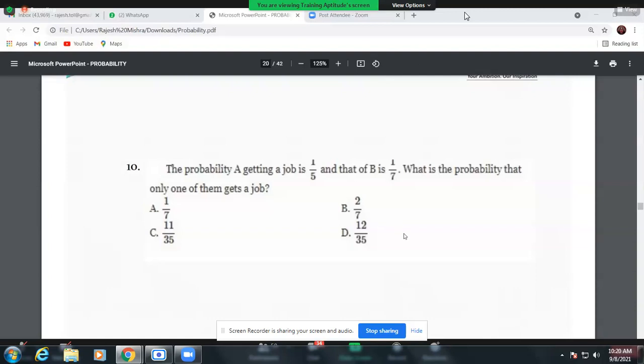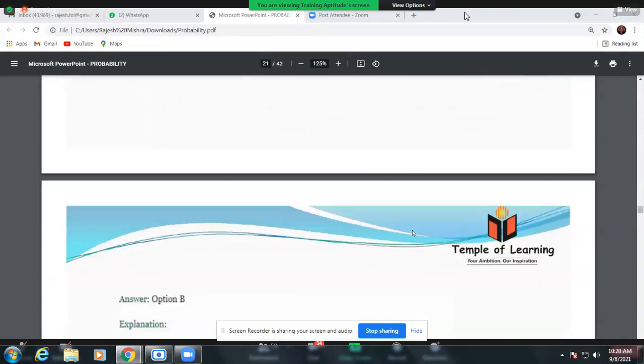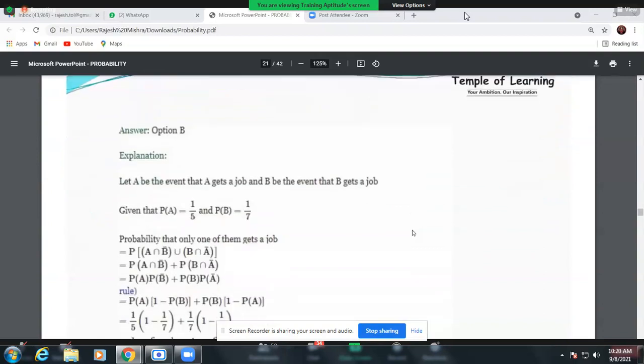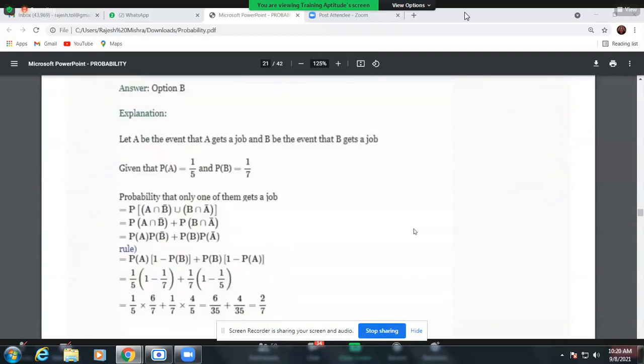Probability of A getting a job is 1 by 5. So, now this might look a little complicated. Let me put it in this way. When A gets a job, B will not get a job. Okay? Please understand.